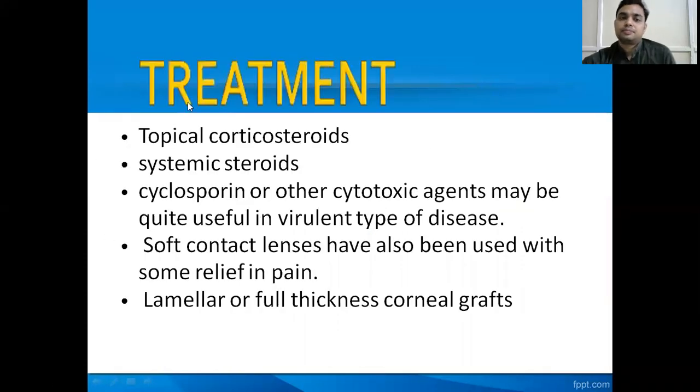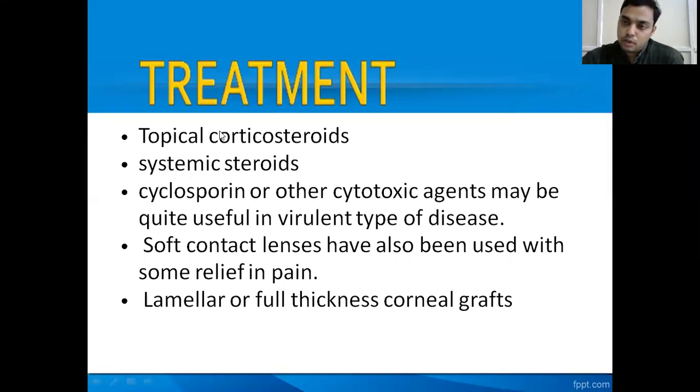So treatment. As an autoimmune disorder, we have to give topical steroids. In severe cases, we give systemic steroids, and immunomodulators like cyclosporin can be given. Soft contact lens is used to relieve pain and promote healing. And in severe cases, the surgical approach in Mooren's ulcer is lamellar or full thickness corneal grafts. So this is about Mooren's ulcers.